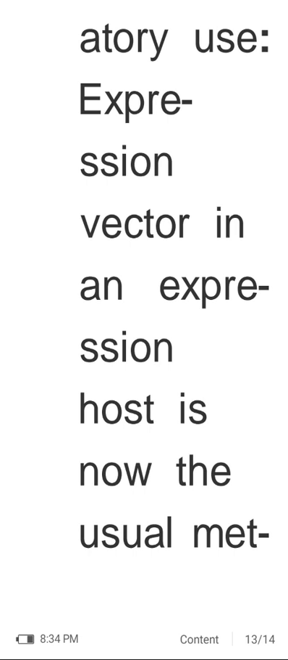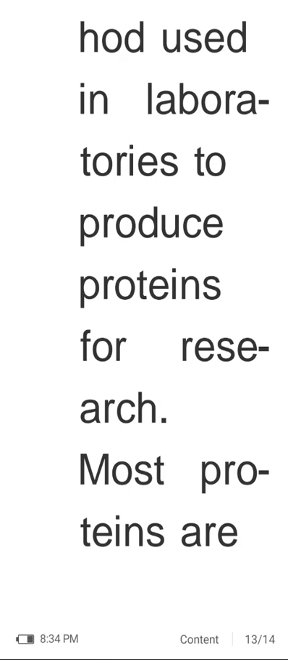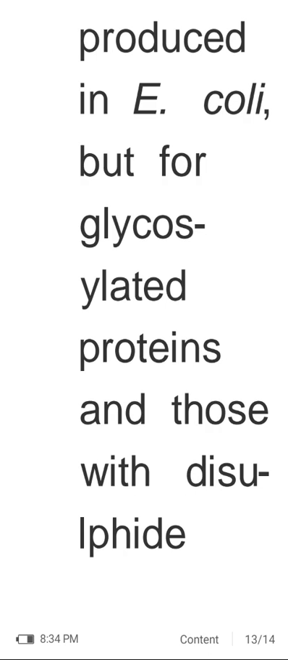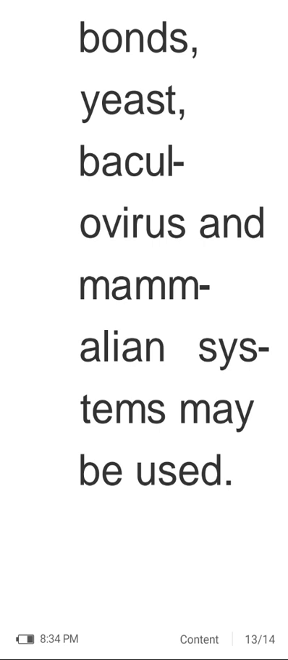The last part: laboratory use. Expression vectors in an expression host is now the usual method used in laboratories to produce proteins for research. Most proteins are produced in E. coli, but for glycosylated proteins and those with disulfide bonds, yeast, baculovirus, and mammalian systems may be used.